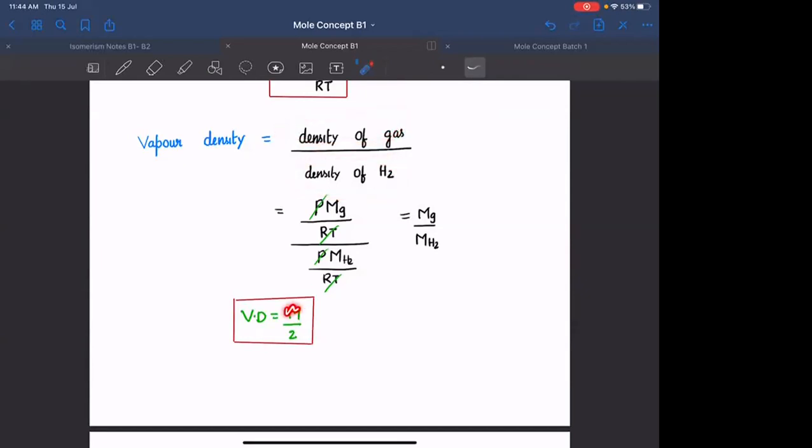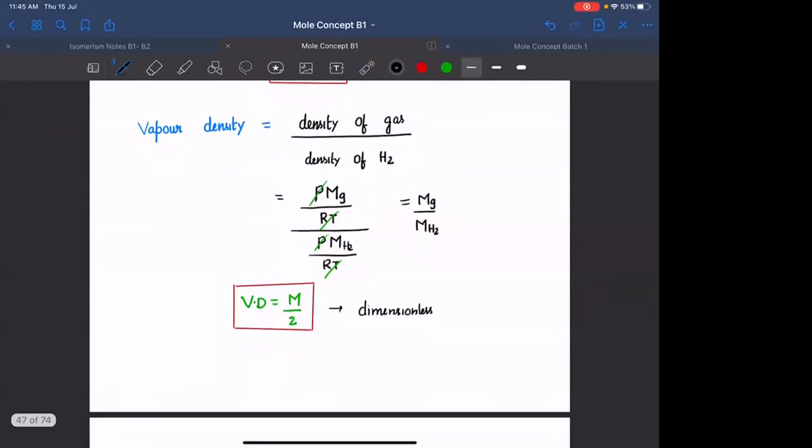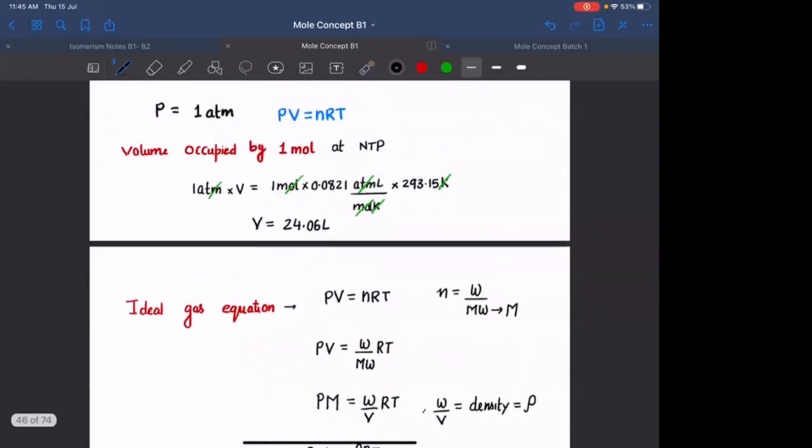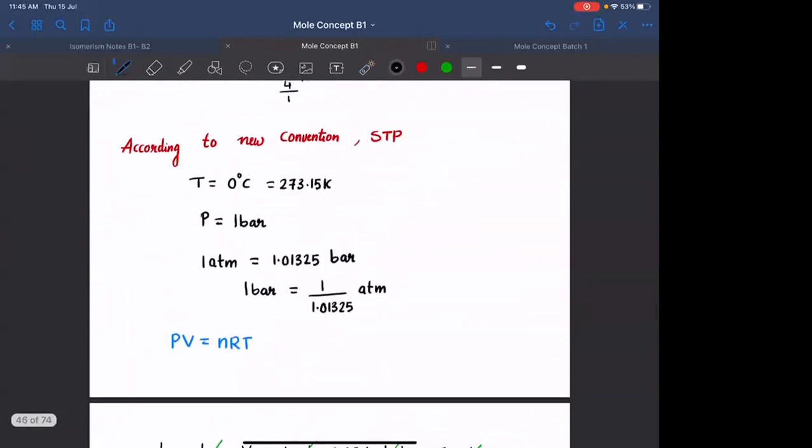In the formula you will see molecular weight upon 2, but this 2 is also gram per mole, right? Yes. So it cancels. So it is dimensionless. Everyone, important: vapor density is a dimensionless quantity, as it is a ratio of two densities. I hope this is clear. This is about gases. That is all you need to understand.